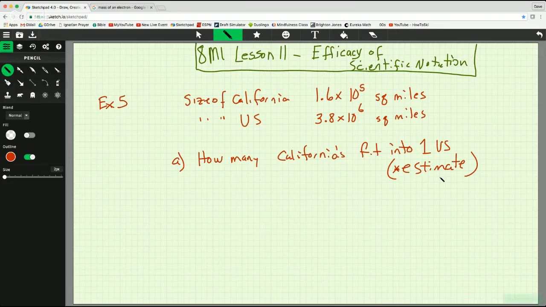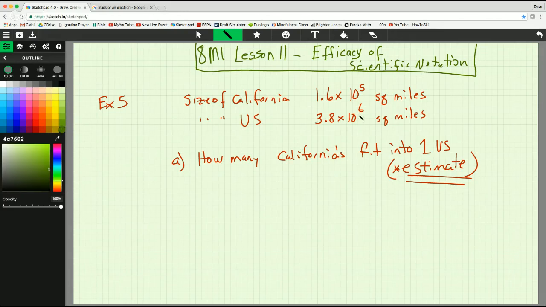And I'm going to say, let's estimate. I'm not here to do some hard, tricky division. Let's keep this simple and just estimate the answer. So if we estimate, first of all, what's the trick? Which one's bigger? I want you to think about that. And yes, the US is bigger. So we're going to take the bigger one and divide it by the smaller one. 3.8 times 10 to the 6th over 1.6 times 10 to the 5th.